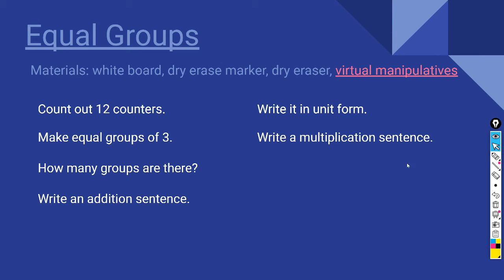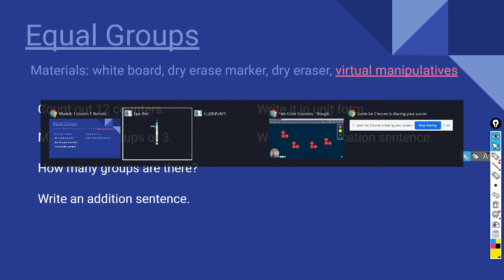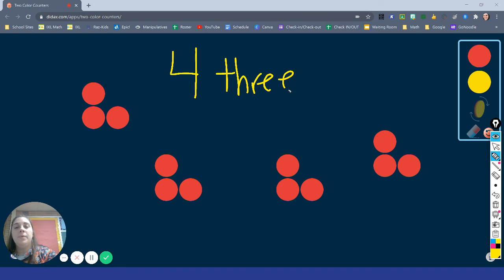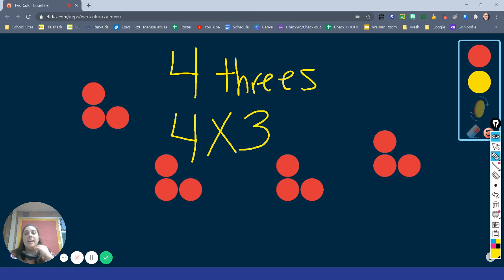Write a multiplication sentence. Okay, so right now we have 4 groups, right? We said we had 4 threes, so I'm going to put that back up there. Now, this is the same as having 4 groups of 3, okay? Each group has 3 counters in it.